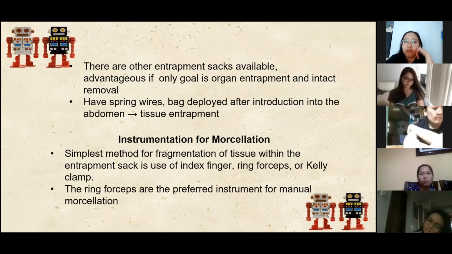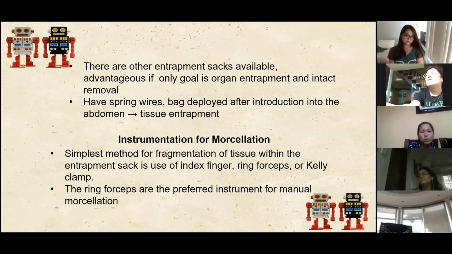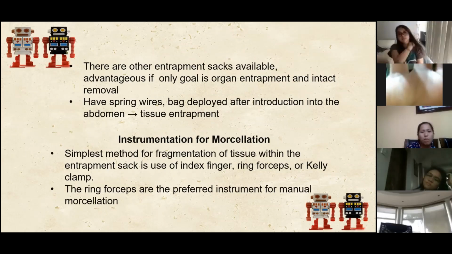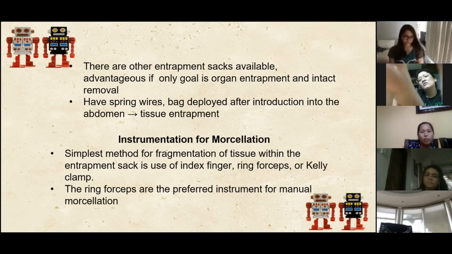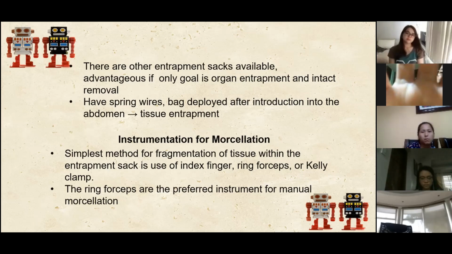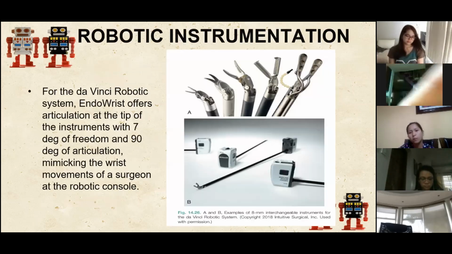For instruments for morcellation, the simplest method for fragmentation of tissue within the entrapment sac is the use of the index finger, ring forceps, or Kelly clamp. The ring forceps are the preferred instrument for manual morcellation because they are less likely to puncture the entrapment sac.